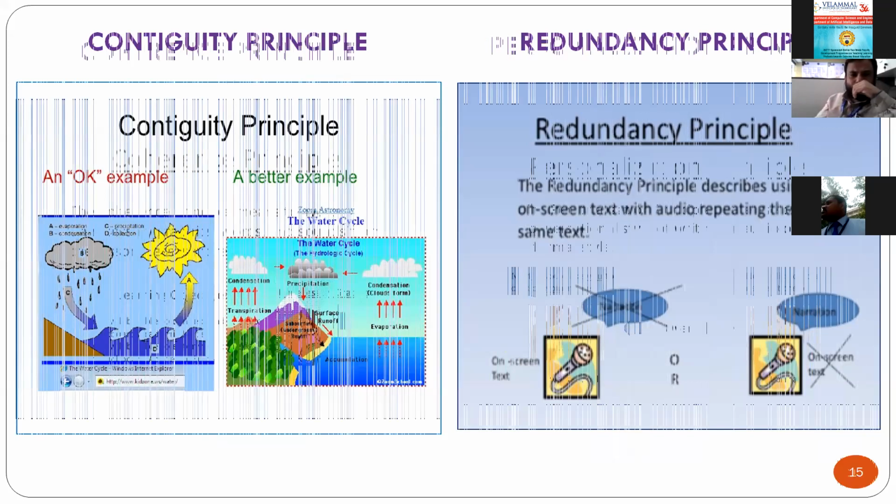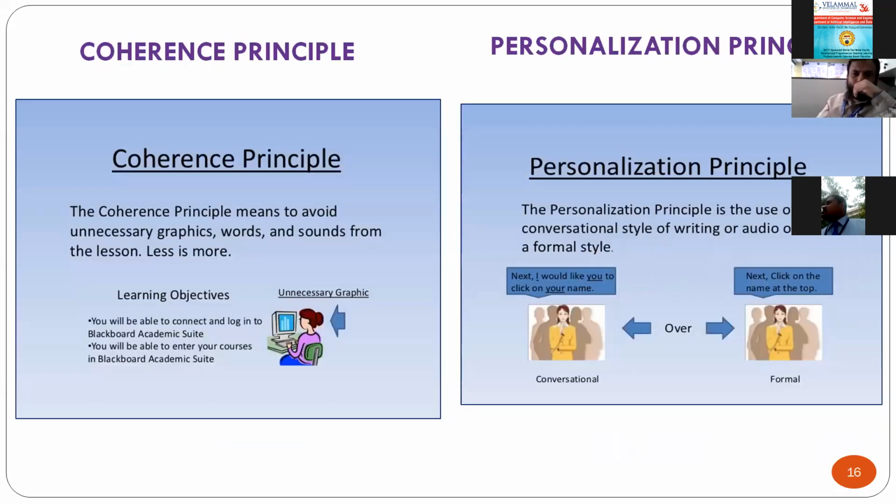Next is the coherence principle, which means avoiding unnecessary graphics, words, and sounds in the lesson. The personalization principle means using a conversational style of writing or audio over a formal style. These are some sample principles designed by Richard Mayer. But based on our learners, our students, we should identify each and every student's abilities. Then we will give based on their requirements.